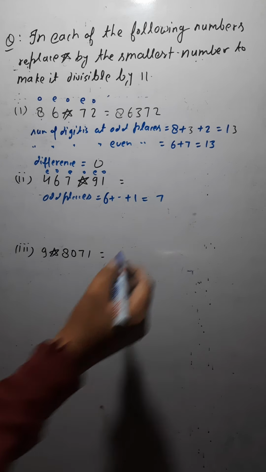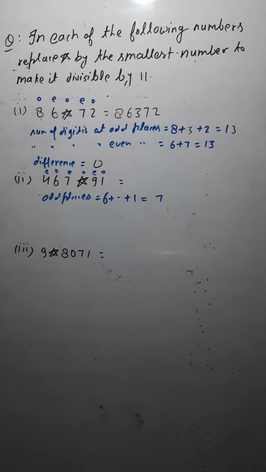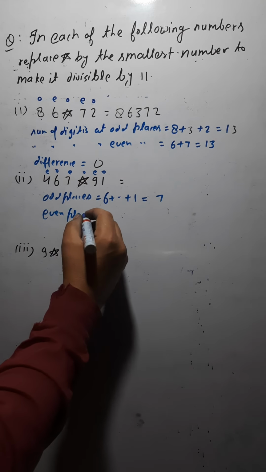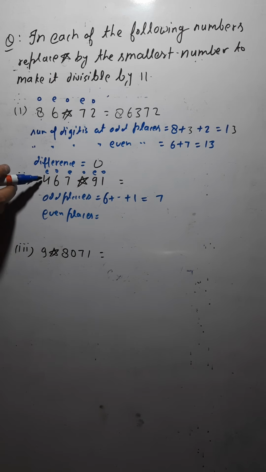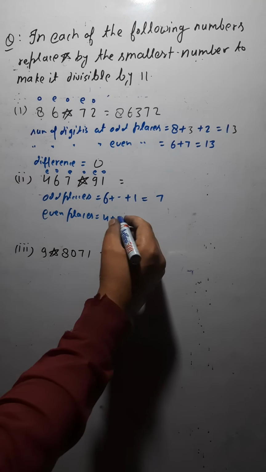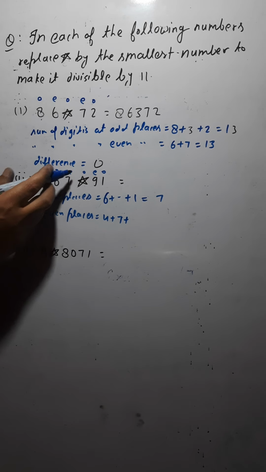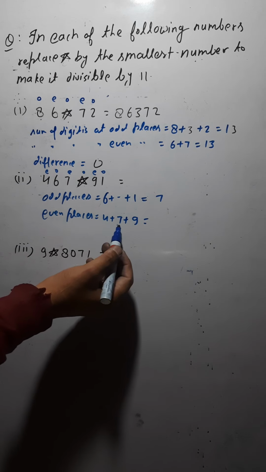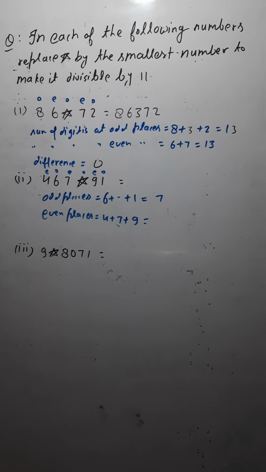How much is the sum? It is coming 7 right now. But still we have to write the number here. And the digits at even places. At even places, we have 4 here, then the next is 7, then the next is 9 here. If you add these all, you are getting how much? 4 plus 7, 11. 11 plus 9 would be how much? 20.